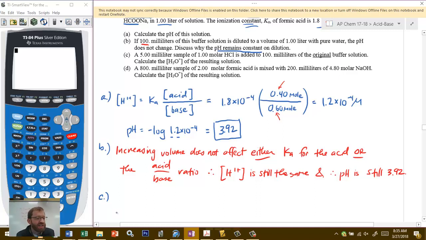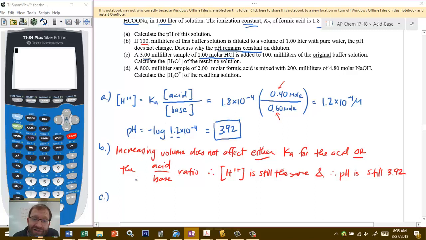So for question C, we are taking an acid now and adding it to 100 milliliters of the original buffer solution. So you're going back to the very first mixture that we made, where we had 0.4 moles and 0.6 moles of each of the acid and conjugate base in the solution. And we're adding 5 milliliters of an acid to that. So in question C, 5 milliliters of 1 molar hydrochloric acid.